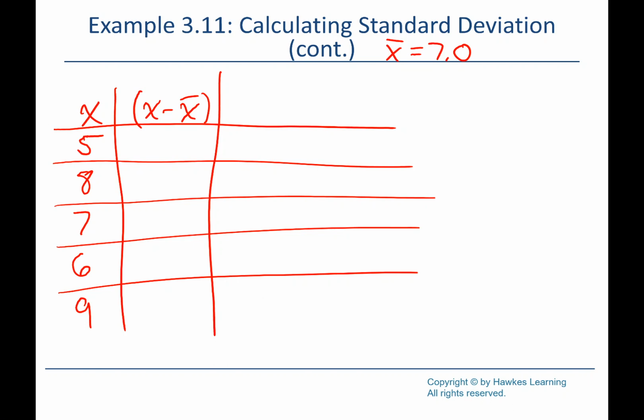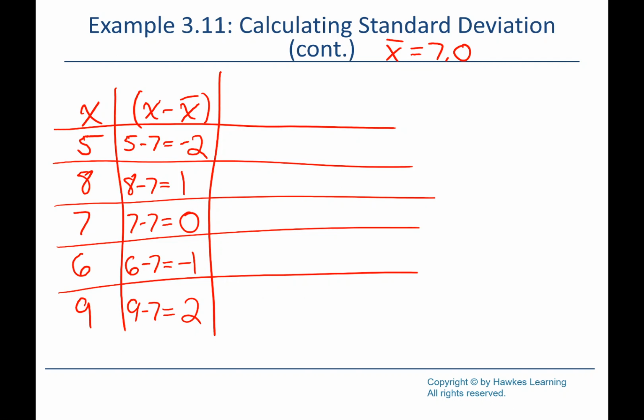So if we do 5 minus 7, we'll get -2. Then we'll do 8 minus 7. We'll get 1. 7 minus 7 gives us 0. 6 minus 7 gives us -1. 9 minus 7 gives us 2.